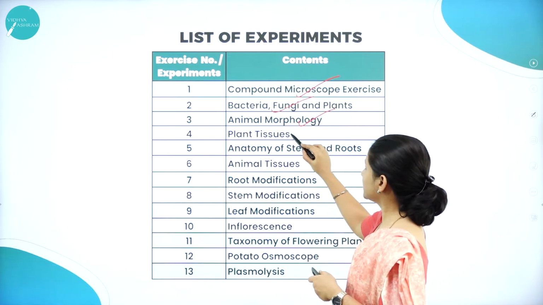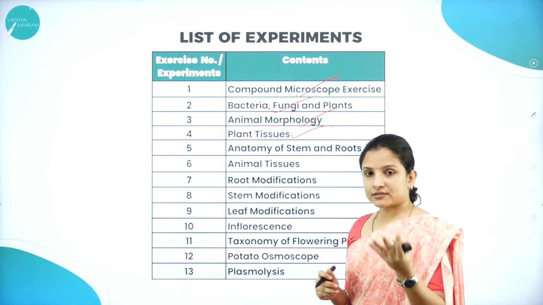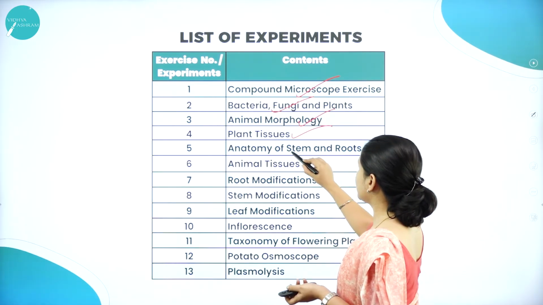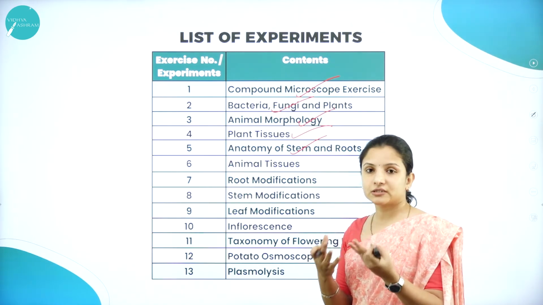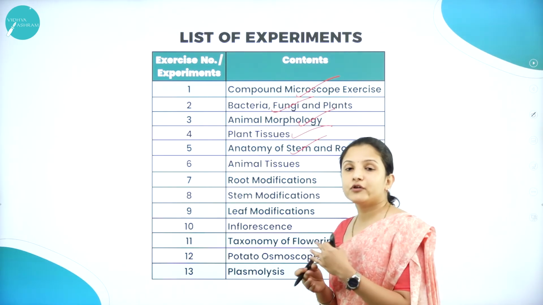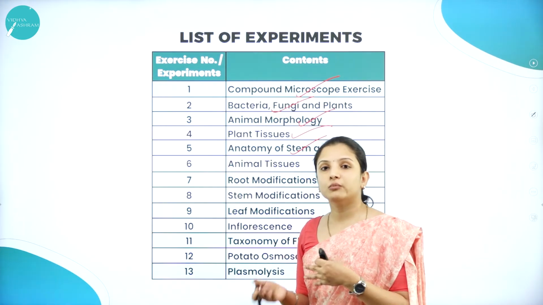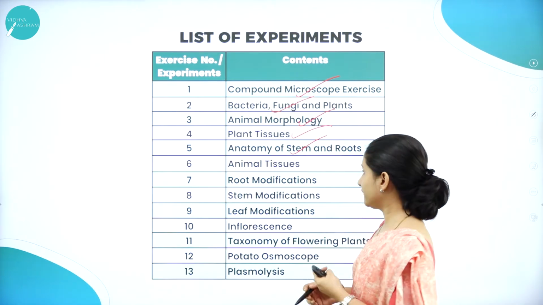Fourth experiment, you will be studying the different plant tissues, be it the sclerenchyma, the parenchyma, different cells and tissues of the plants. Then you'll take the section of the stem and the root, and then you will study the cells. Therefore, you will understand the difference between the dicot stem and monocot stem, dicot root and monocot root. So that you will study under experiment number 5.